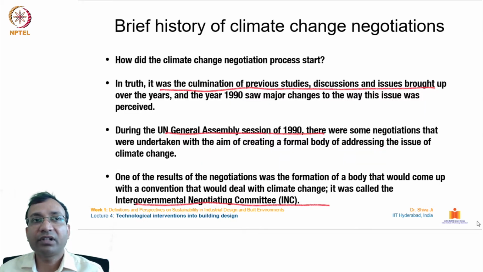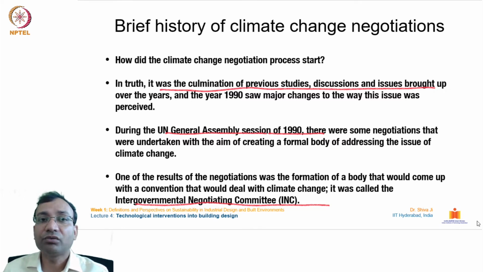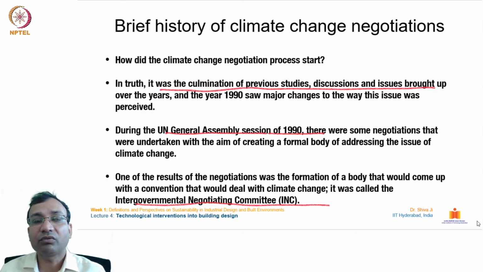So, a brief history of climate change negotiations. How did the climate change negotiation process start? In truth, it was the culmination of previous studies, discussions, and issues brought up over the years. And the year 1990 saw major changes to the way this issue was perceived. During the UN General Assembly session of 1990, there were some negotiations undertaken with the aim of creating a formal body for addressing the issue of climate change.